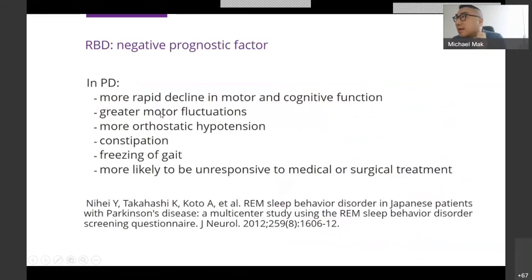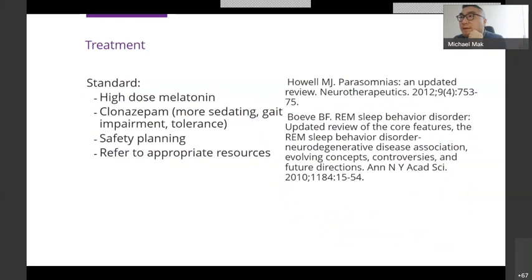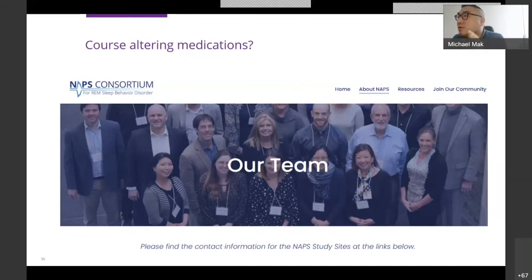And this acting out of dreams leads to worse prognosis if the person were to develop Parkinson's disease, and I've listed some of the things that they might experience there. In folks with Lewy body dementia, if you act out your dreams, you might have earlier movement disorders and more early onset of visual hallucinations. You treat this with melatonin and sometimes clonazepam. You want to tell the bed partners to be safe, to make sure they don't get injured based on the movements of the patient.